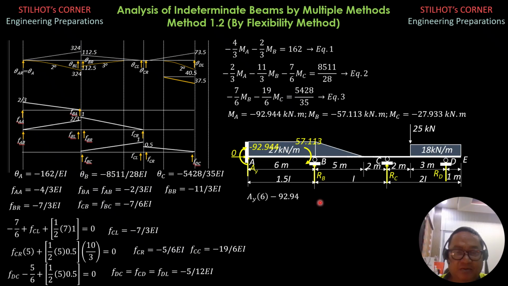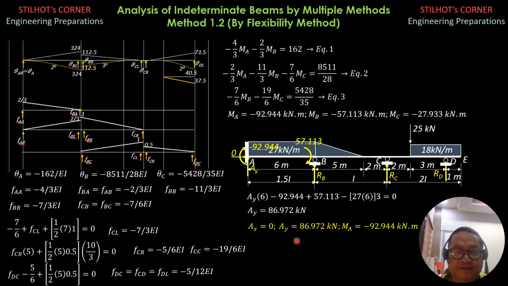Summation moment about B. So AY times 6 plus negative 92.944 plus 57.113 equals 27 times 6 times 3. So AY is equal to 86.972 kilonewtons. Then that's it. AX 0, AY 86.972 kilonewtons, and MA is negative 92.944 kilonewton meter. So that's it for this video.